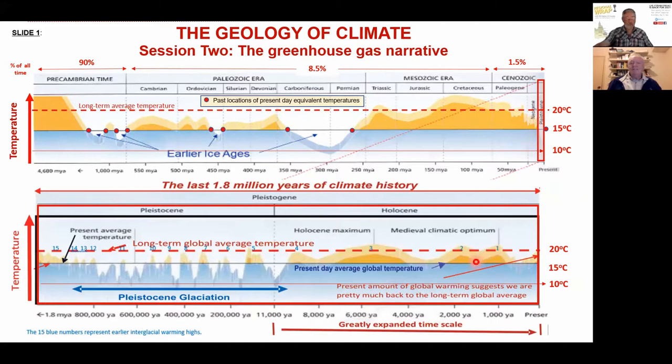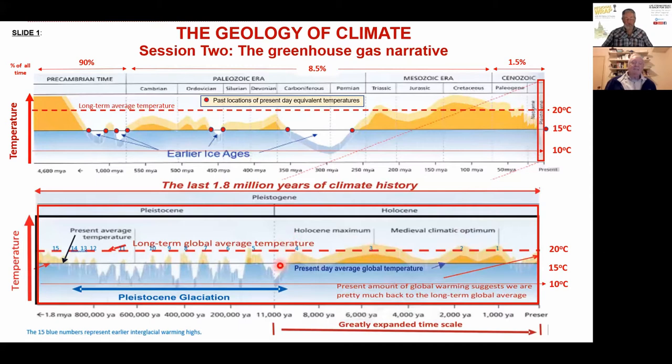So we can see that there are repeated highs and lows. Some of them are known to us, the medieval climate optimum. The Roman warming period is this one here I'm pointing at now. There's the Holocene maximum and so on.